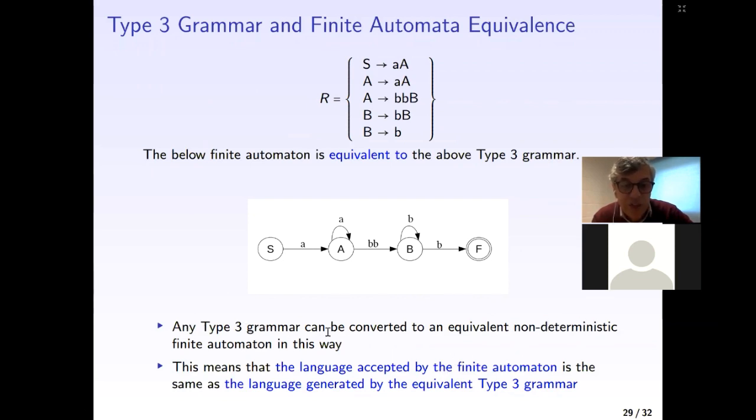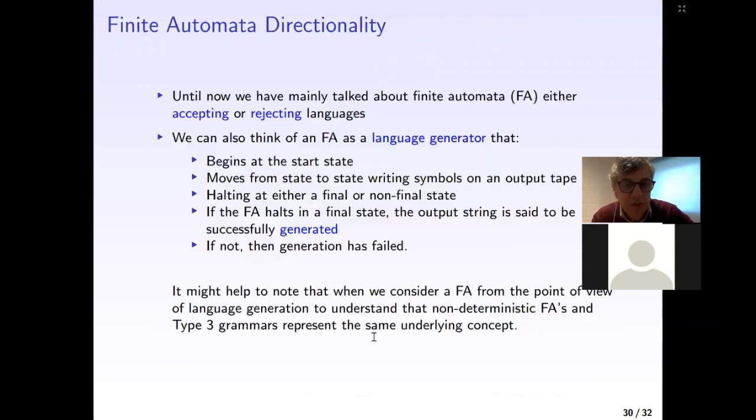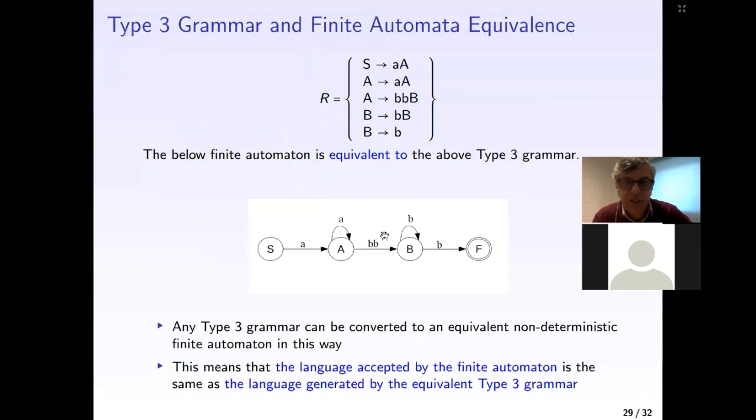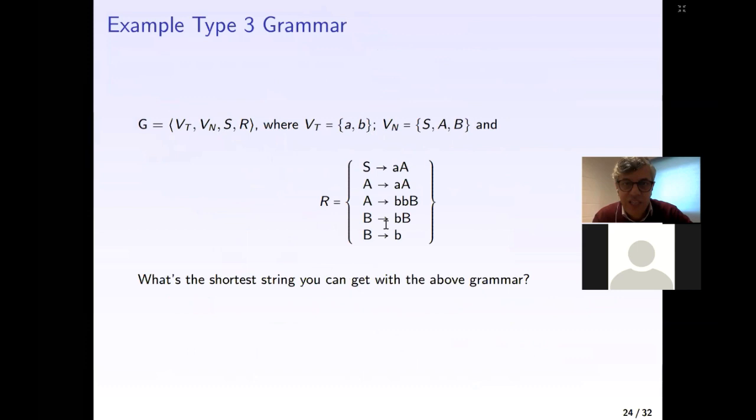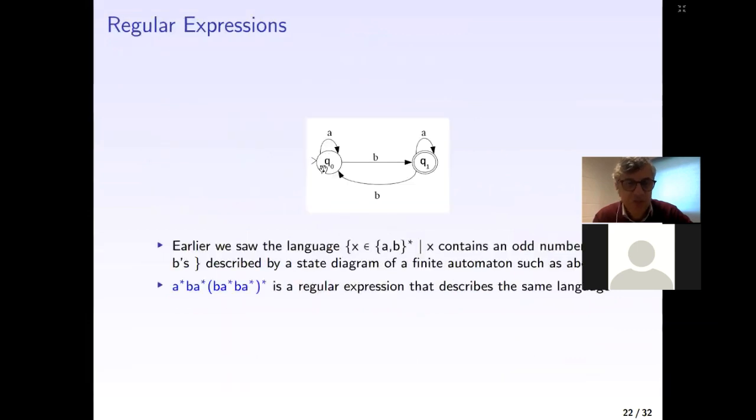So any type 3 grammar can be converted to an equivalent non-deterministic finite automaton. Until now we have mainly talked about finite automata which accept or reject languages. We can also think of a finite automaton as a language generator. Yes, this can generate languages for us. You can generate the strings.